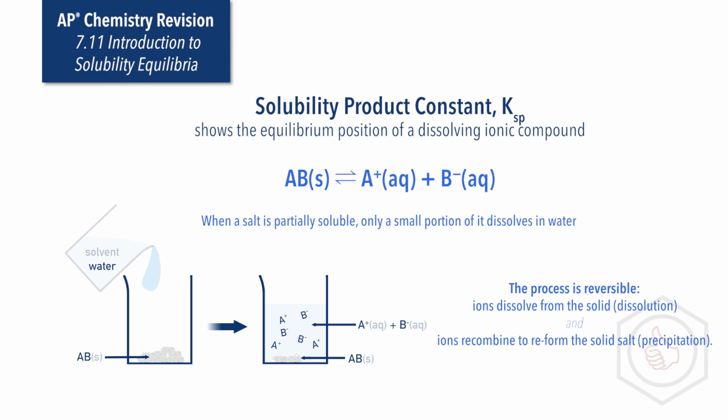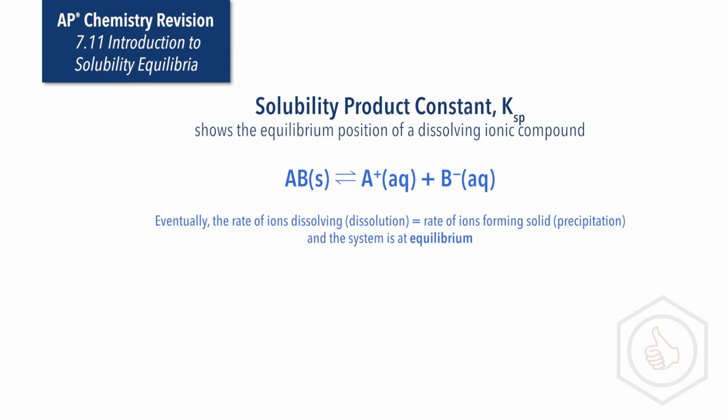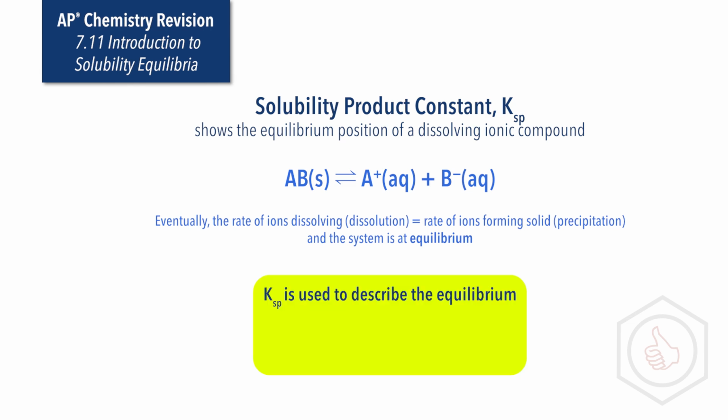Eventually, the solution reaches a point where the breaking away of ions, so dissolution, equals the rate of solid formation, so precipitation. At this stage, the system is at equilibrium and the concentration of dissolved ions stays constant, even though the solid is still present. We can describe this equilibrium using the solubility product constant, KSP. It reflects how soluble a salt is. A higher KSP value means greater solubility, while a lower KSP value indicates that only a small amount of solid is dissolved at any one moment in time, so a very low solubility.